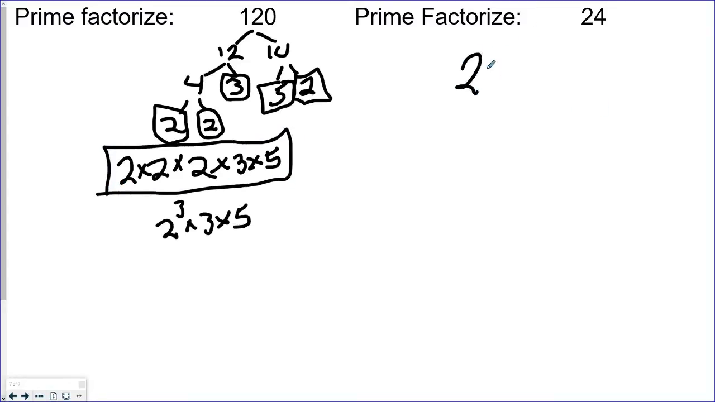Same with 24. Again, your factor tree might look different because there's many ways of doing the factor tree, but your end answer will always be the same. So no matter how you start your factor tree, your final answer will always be the same.